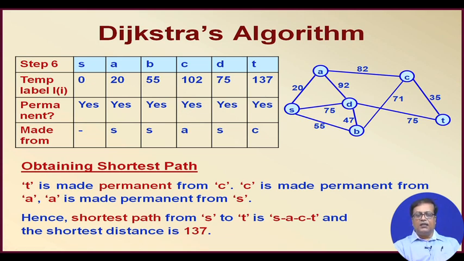So, that is Dijkstra's algorithm explained to you once more. What I said is that when there are negative distances, then we have the Bellman-Ford algorithm.